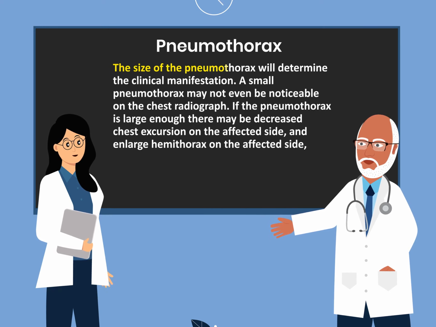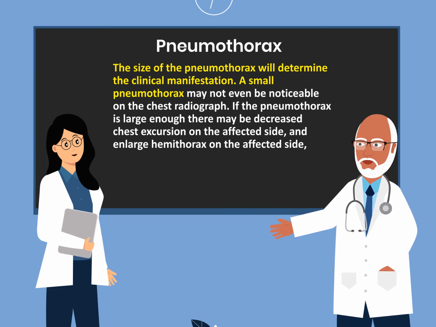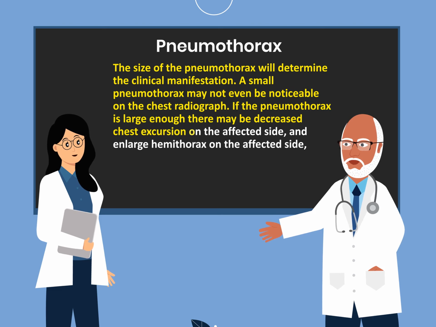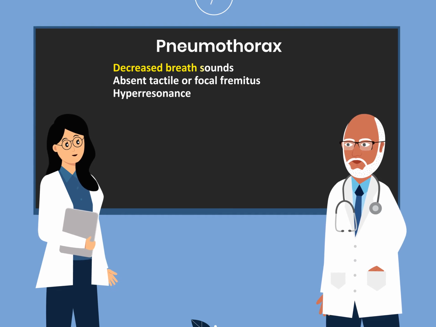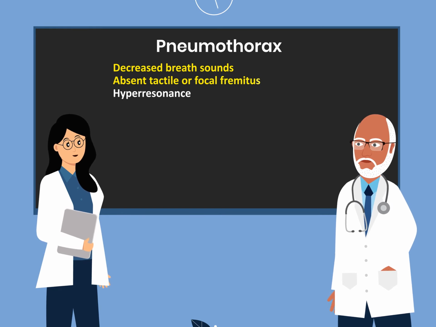The size of the pneumothorax will determine the clinical manifestation. A small pneumothorax may not even be noticeable on the chest radiograph. If the pneumothorax is large enough, there may be decreased chest excursion on the affected side and an enlarged hemithorax on the affected side also. There may or may not be decreased breath sounds over the affected lungs. There will be the absence of tactile or focal fremitus. Also, there will be hyperresonance on percussion.